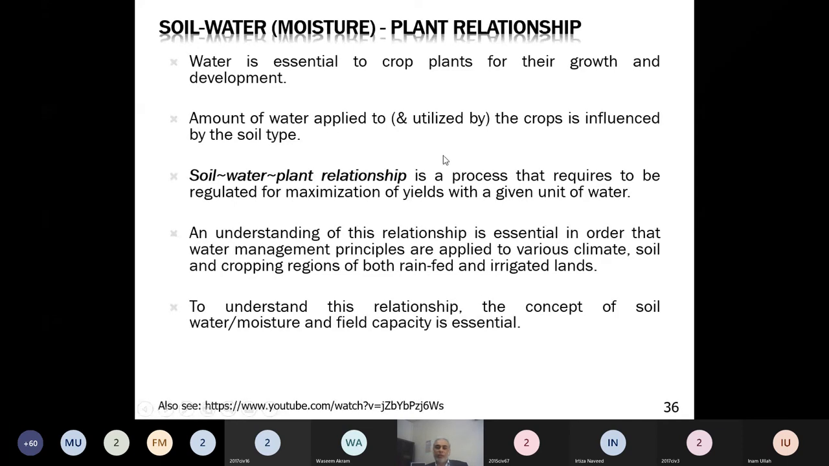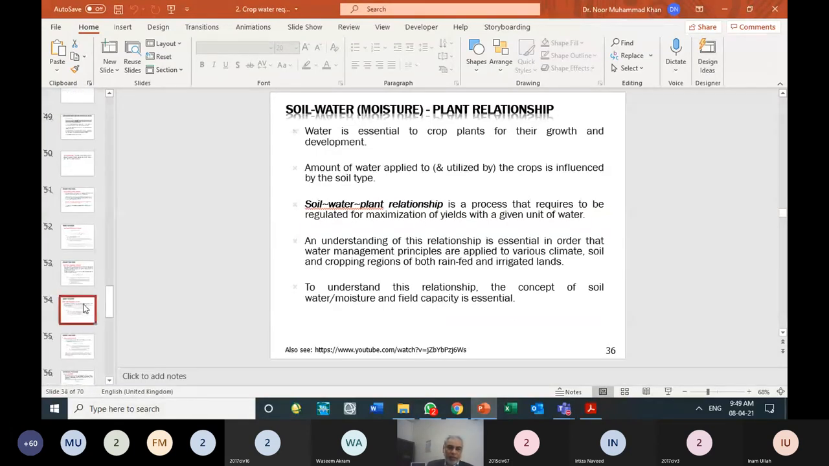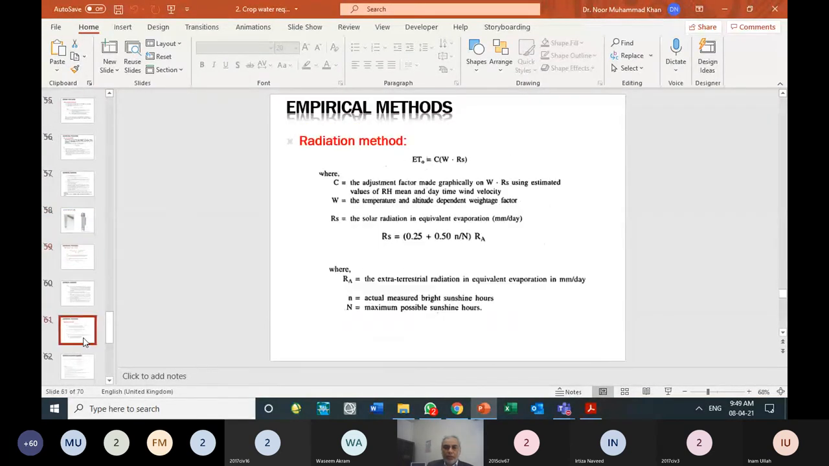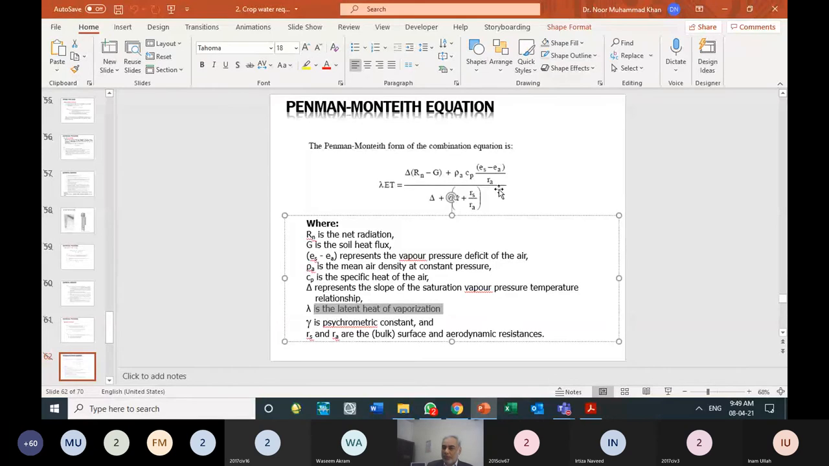So these are some of the methods which we wanted to tell you. If somebody is interested in other methods, for example the Penman-Monteith equation, you can see that equation, which is a more detailed equation. It estimates the lambda, and lambda is the latent heat of vaporization. So it estimates the heat of vaporization available by using the net radiation, by using the heat going to the soil, by using a parameter delta, the slope of the saturation vapor pressure and temperature relationship.